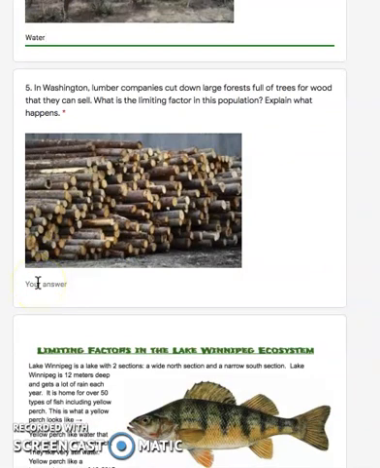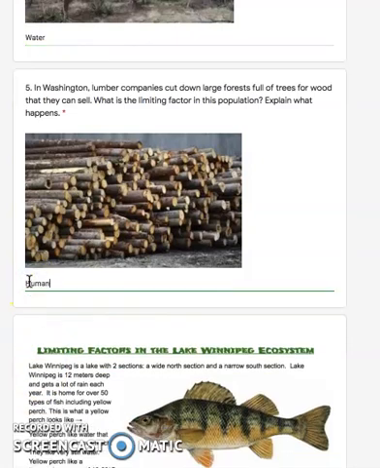Question 5. In Washington, lumber is another fancy word for wood. Companies cut down large forests full of trees for wood that they can sell. What is the limiting factor in this population? Well, the limiting factor in this population is human activity, because human activity is causing the number of trees in that forest to decrease, right? Because people are going and cutting those down.